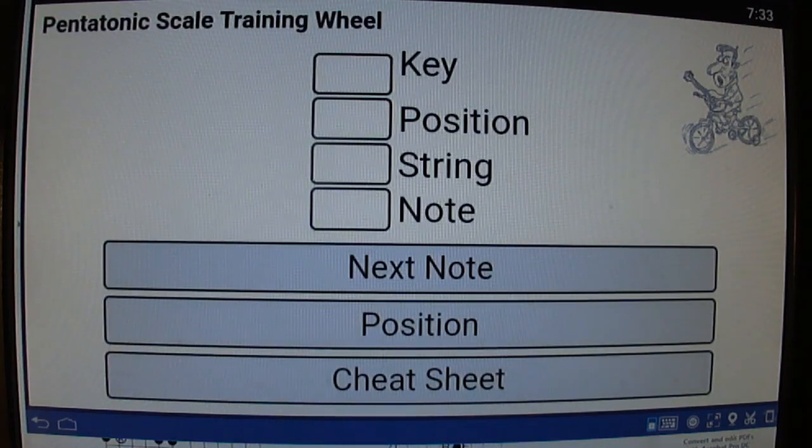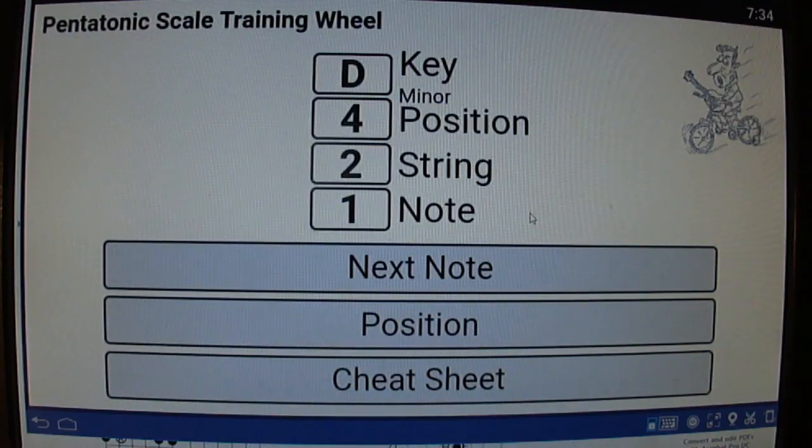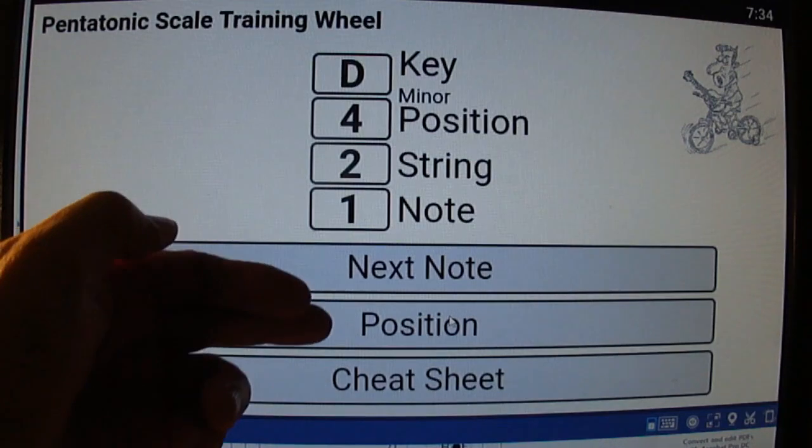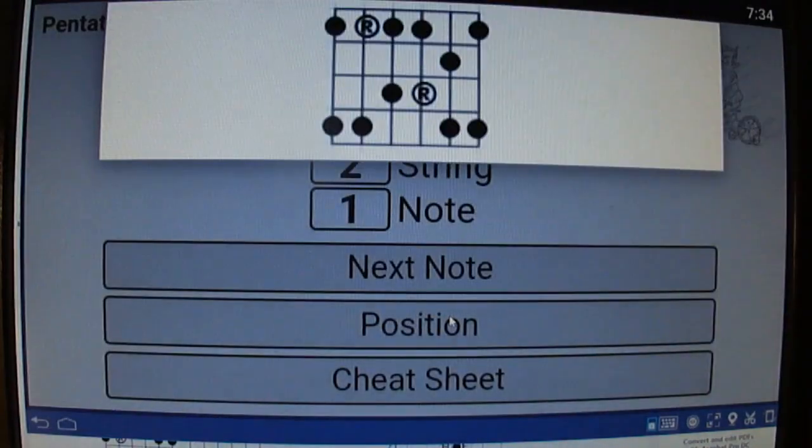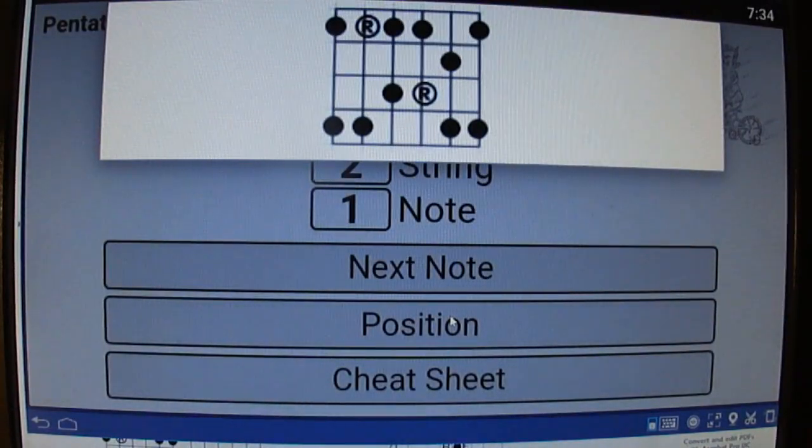So how does it work? Well, what we're going to do is click on next note. And what comes up is the D minor key, and it's telling us to play the first note on the second string in position 4 of the minor. So first note, second string, and if we don't know what the position looks like, we can click on the position button here. First note, second string. It's going to be right over here.